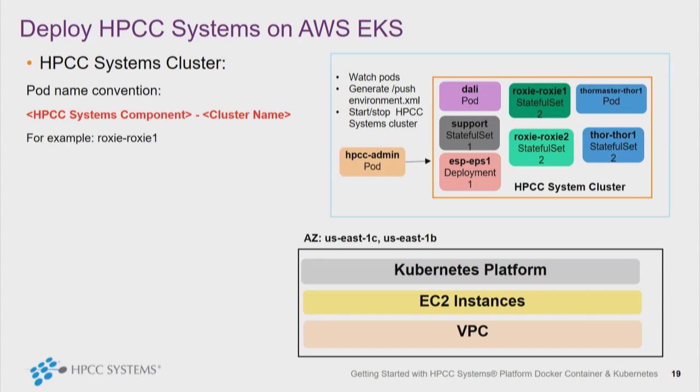We do have a convention for how you name the pods. That's how we distinguish, when you deploy, what function each pod has. So the first part is the HPCC system component, and then your cluster name. That's how we generate the environment XML. We do add another node called the HPCC admin. That node basically will collect information and then generate the environment XML.